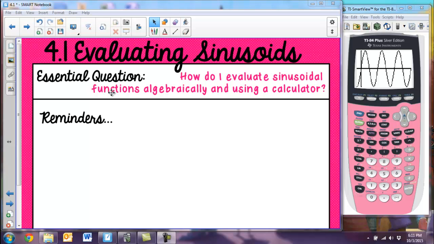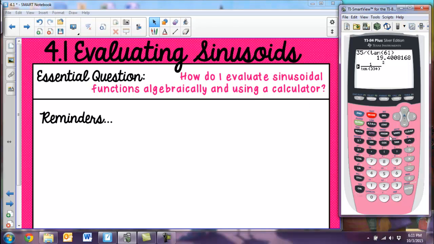Hey guys, today we are starting Unit 4 and we're going to be evaluating sinusoids or sinusoidal functions. So today, obviously, we're going to be using our calculator. And we're going to ask, how do I evaluate a sinusoidal function algebraically and using a calculator?